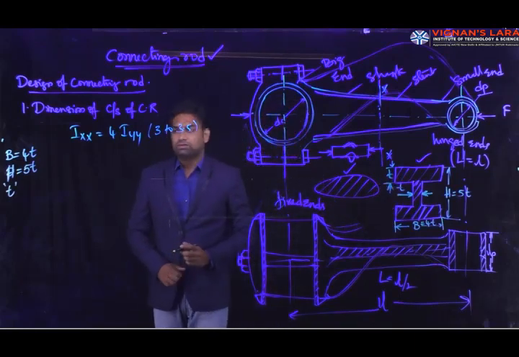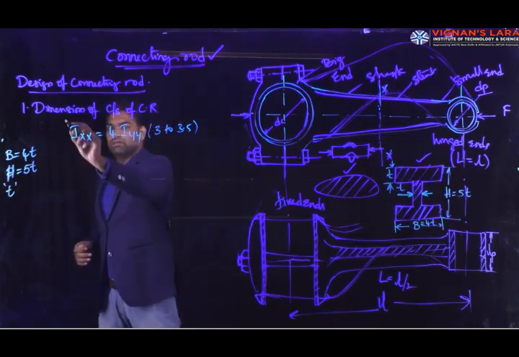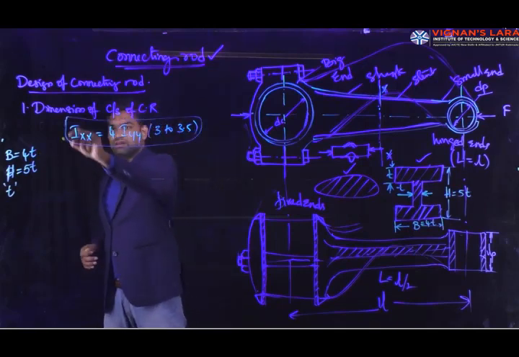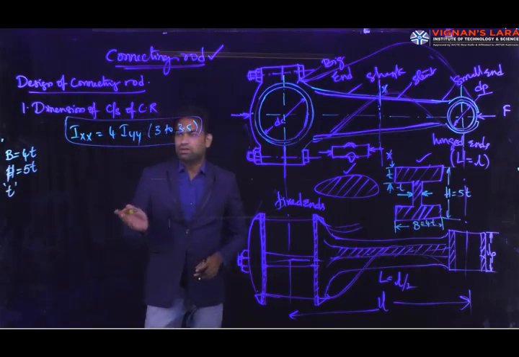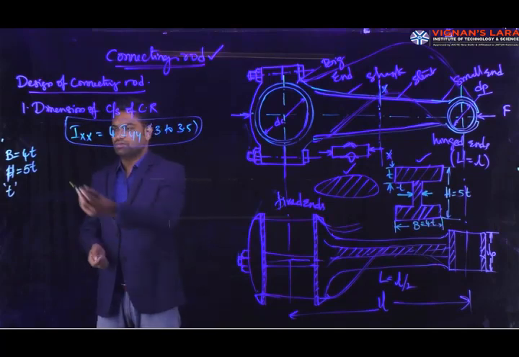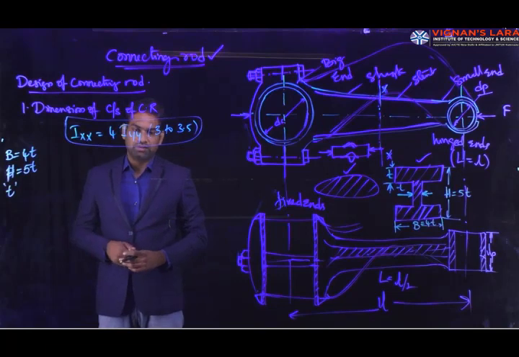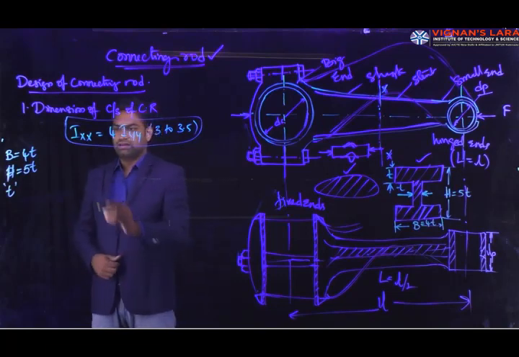Clear? So we need to check whether our taken proportions are satisfactory with this statement or not. For that, you need to calculate the equations for Ixx and Iyy. B is taken as 4 times the thickness, height h is 5 times the thickness, and t is t. So let us calculate Ixx.